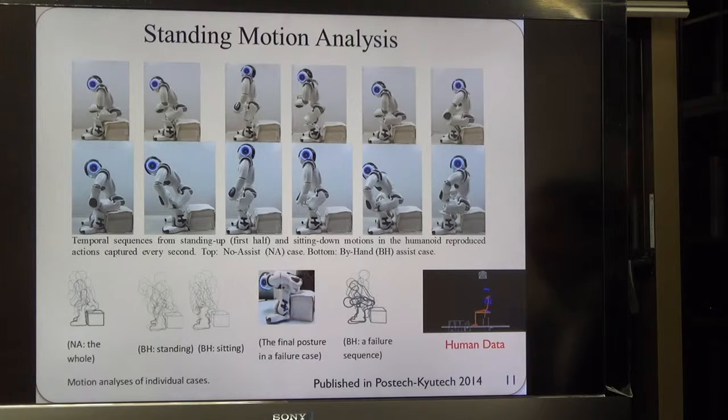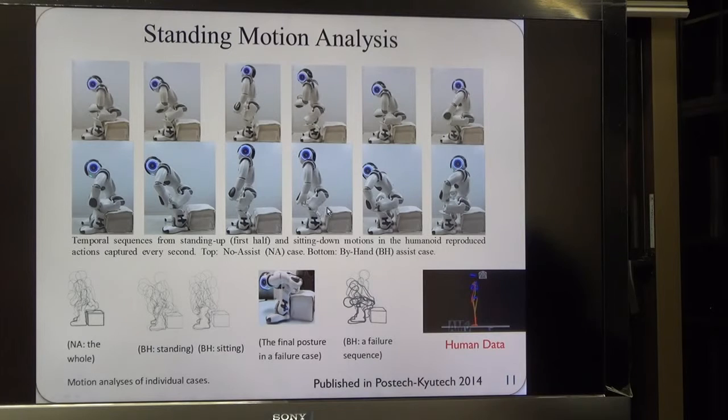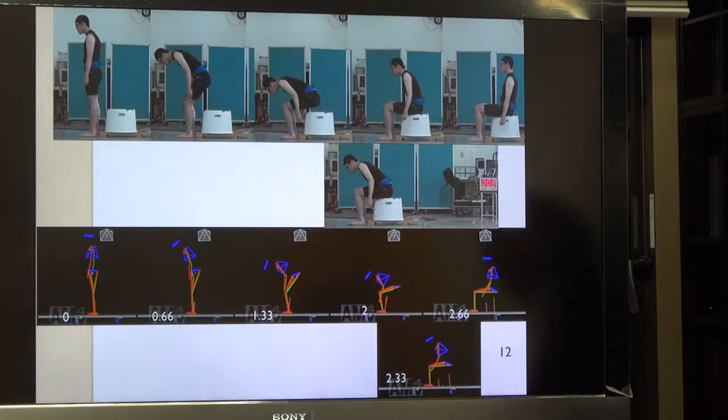The analysis gives us the result that in standing up motion, the center of gravity shifts from a stable position to an unstable position, and then again to a stable position. If the center of gravity doesn't follow the proper trajectory, then the task is not completed. This is the human data captured using that device.